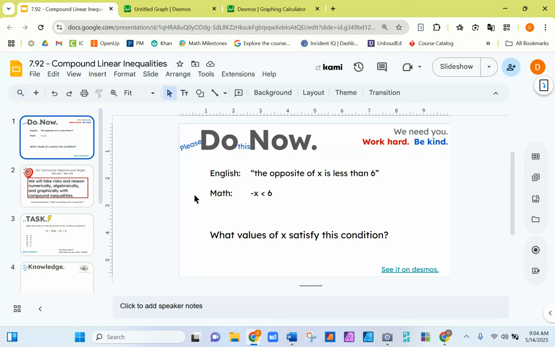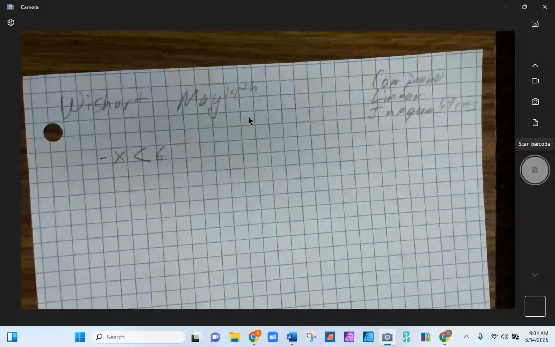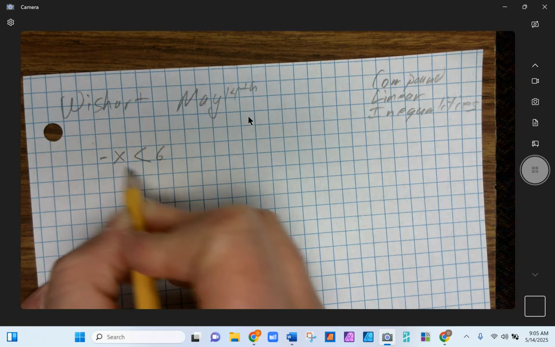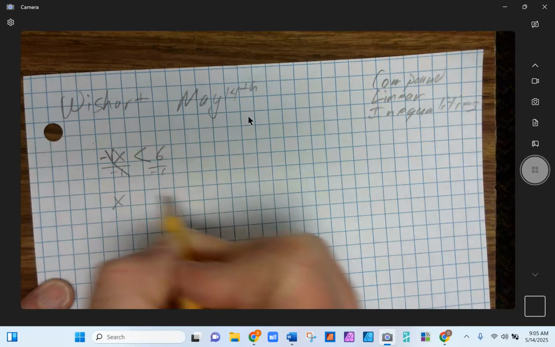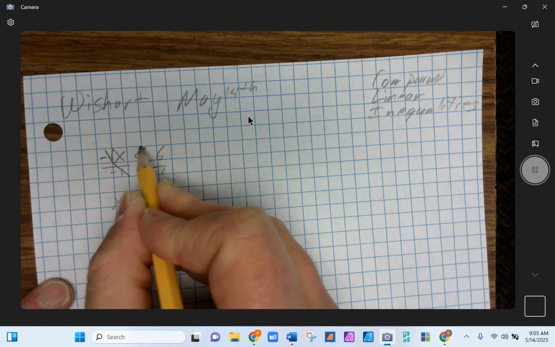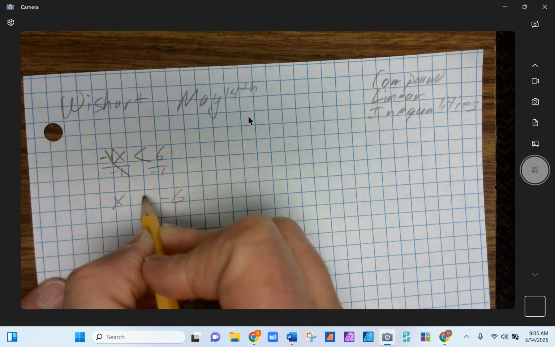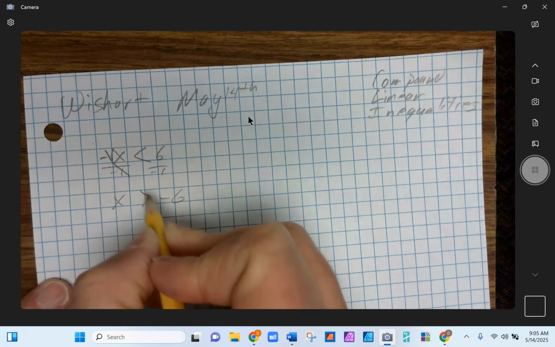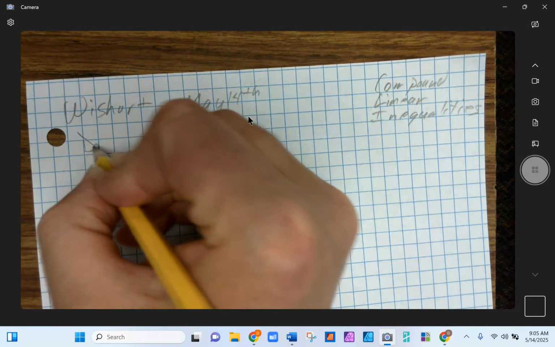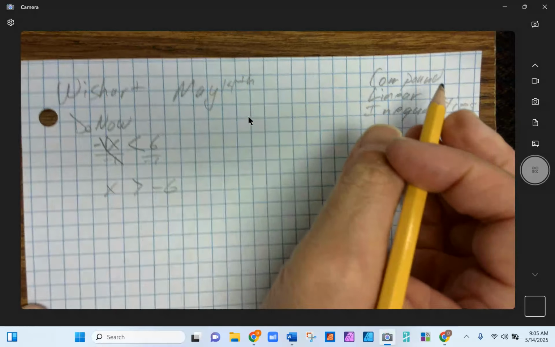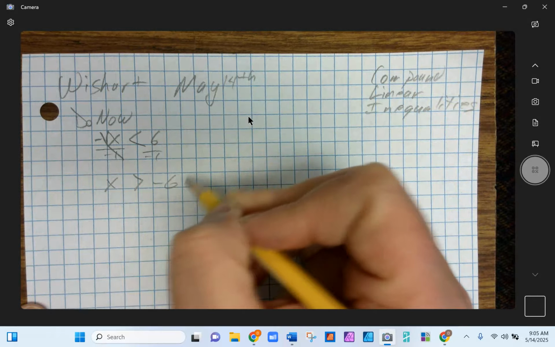The opposite of x is less than 6, so we've got negative x is less than 6. That's how it translates from English to math. I want to get that negative to the other side because I don't like negative variables in answers, so I'm going to divide by a negative on each side. That's going to get us negative 6. Now what happens with the inequality sign when you are dividing or multiplying by a negative is it's going to flip. So it's everything greater than negative 6, like negative 5, negative 4, negative 3, but less than negative 6, like negative 10, for instance, won't work.